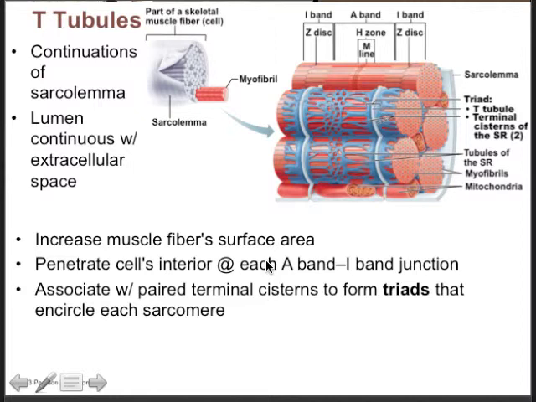The lumen is continuous with the extracellular space, and they increase the muscle fiber's surface area. They penetrate the cell's interior at each A-band, I-band junction, and you can see them here, the invaginations, the T-tubules. They associate with paired terminal cisternae to form a structure called a triad that circles each sarcomere. So you can see here this blue bulge, this white T-tubule, and the other blue bulge. That constitutes a triad.